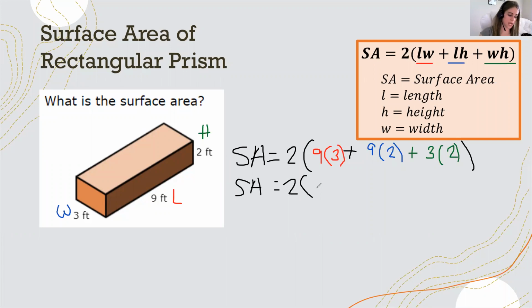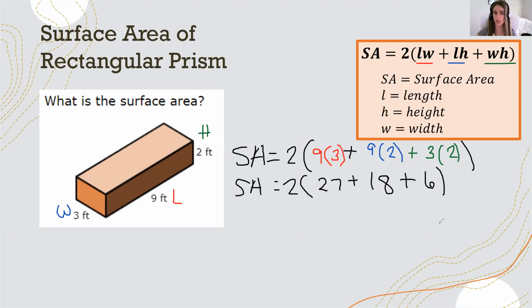So first we have 9 times 3, which is 27. Oops, that's a little sloppy. And then 9 times 2, which is 18. And then 3 times 2, which is 6.